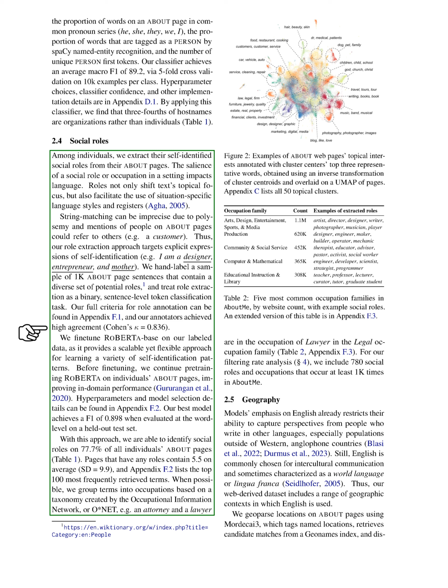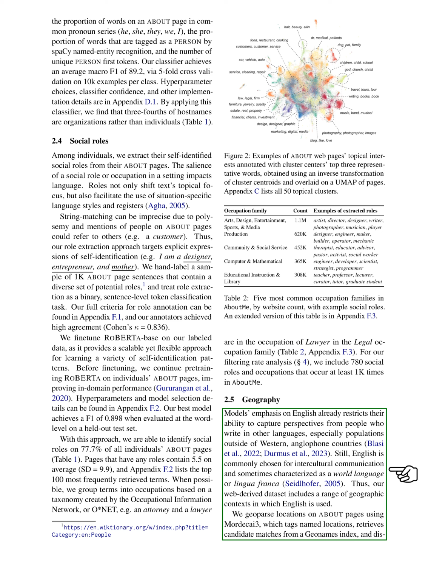We manually label a sample of 1,000 sentences from About pages that contain a variety of potential roles, and treat role extraction as a binary, sentence-level token classification task. We use a model called RobertaBase, which we fine-tune on our labeled data. Our best model achieves a score of 89.8 out of 100 when evaluated at the word level on a separate test set. With this approach, we can identify social roles on about 77.7% of all individuals' About pages.